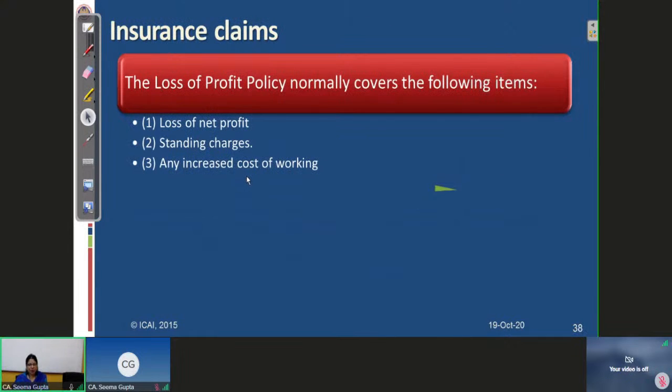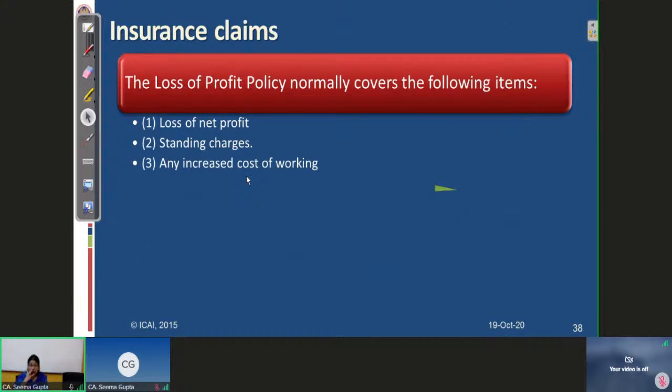The loss of profit policy normally covers 3 items: loss of net profit, standing charges, increased cost of working. Standing charges are those charges which have to be incurred whether you are running the business, whether you are having any profit, whether you are conducting any business activity or not.